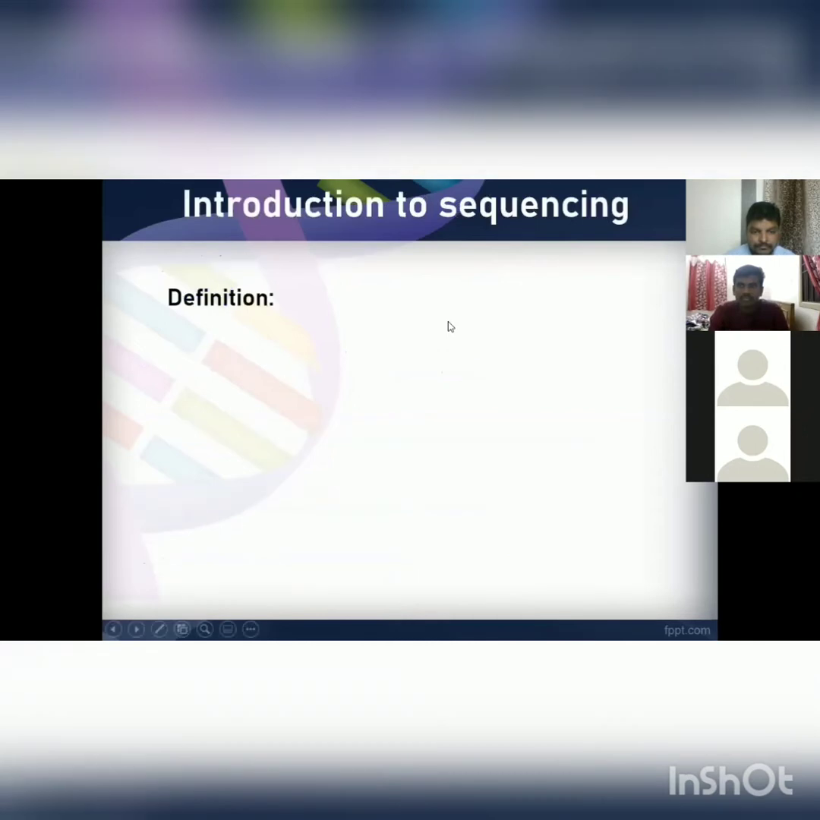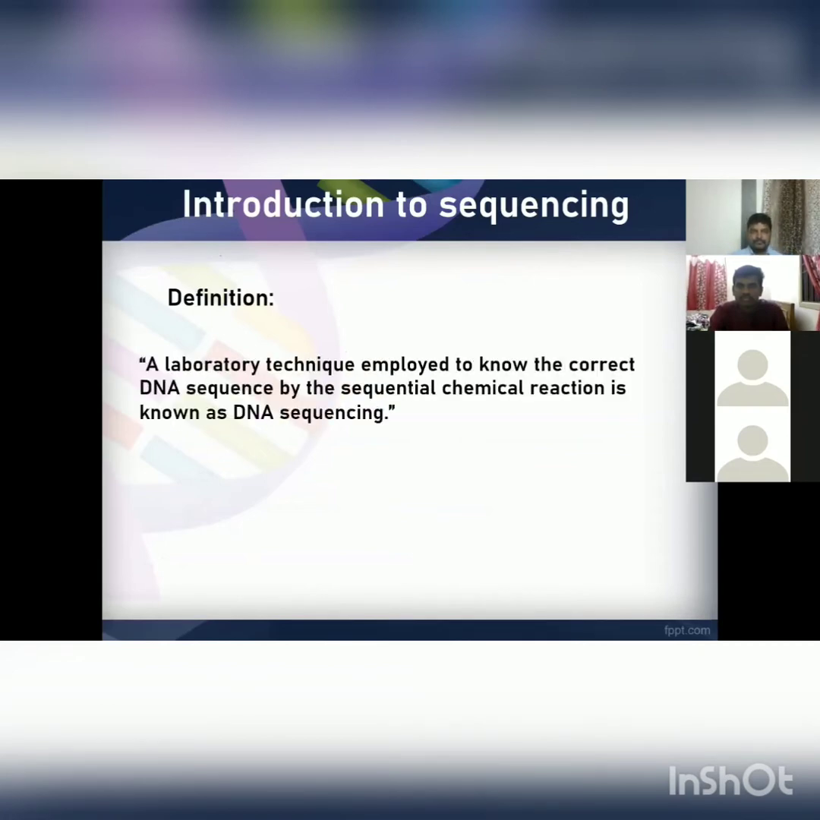So coming to the definition or the introduction to DNA sequencing. What is DNA sequencing? It's a laboratory technique that's employed to know the correct DNA sequence by sequential chemical reaction. That is known as DNA sequencing. And there are two key processes in DNA sequencing: one is laboratory processing and the other is computational analysis. So once the chemical reaction is completed, the machine-generated data is sent to the computer lab.